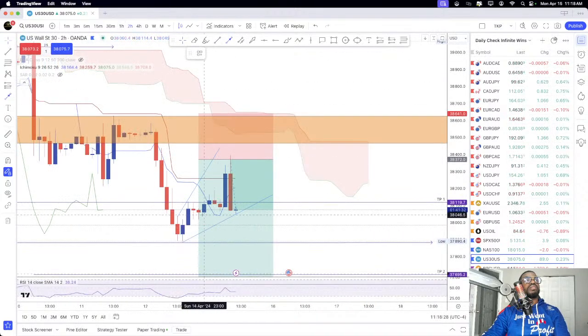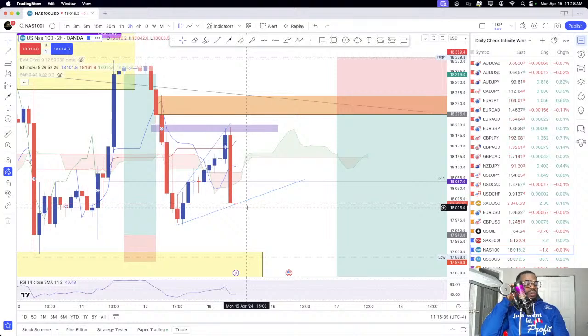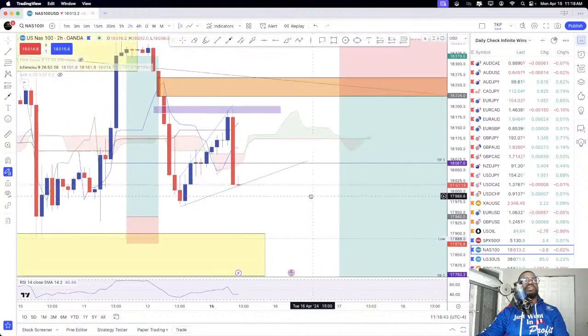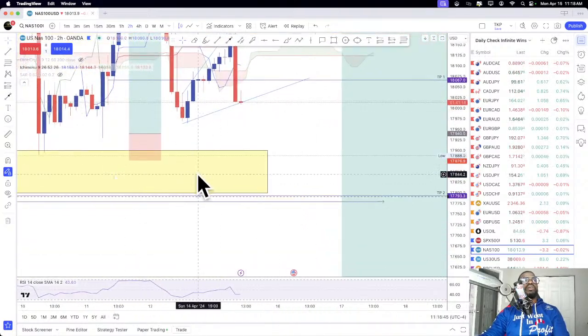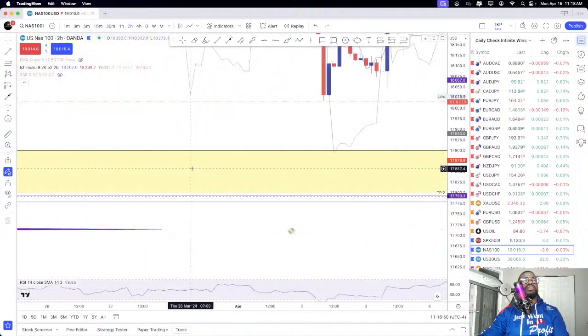You see, we got a structural level of support forming right here. Same thing on the others. All of this could possibly be support. We'll just have to see how price responds. Either way, we're in a good position. If it continues to go, we just wait on this major level to be broken right here and look for a continuation pattern.